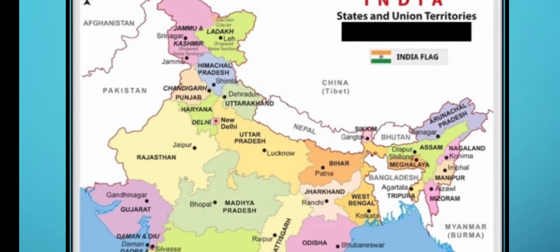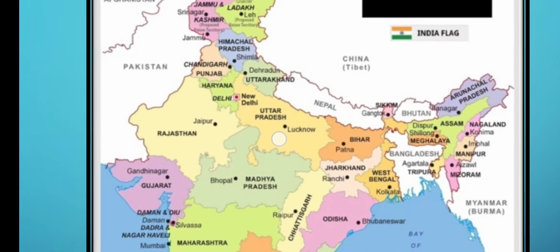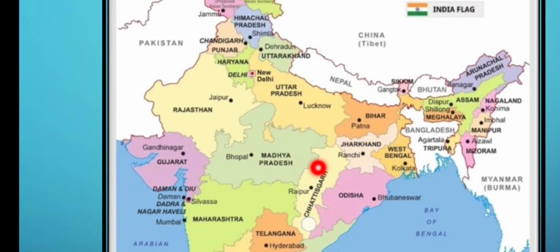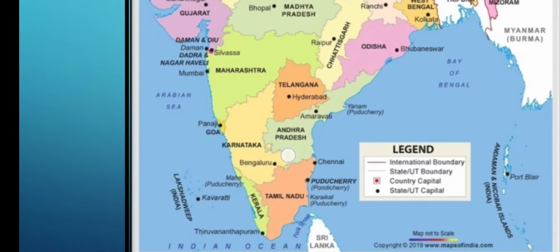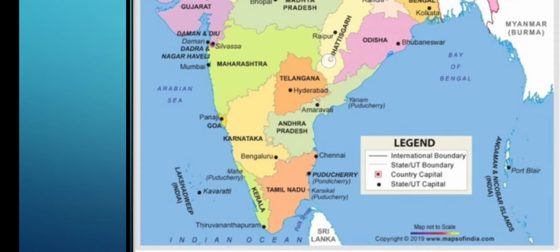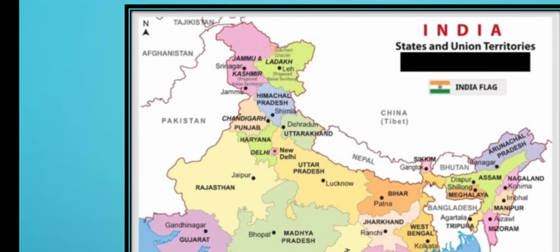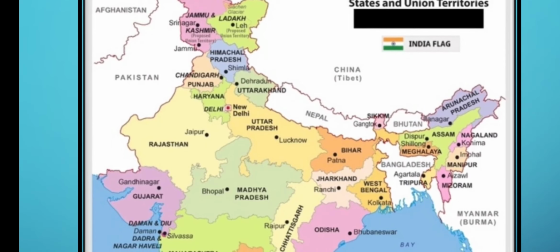So here are the names of some states. This part is the northern Indian states, the western Indian states, the eastern Indian states, and these are the south Indian states. First of all you can see the name of the states as well as the capital. Suppose over here in the north, this state is Himachal Pradesh and Shimla is its capital. Uttarakhand, Dehradun is its capital.